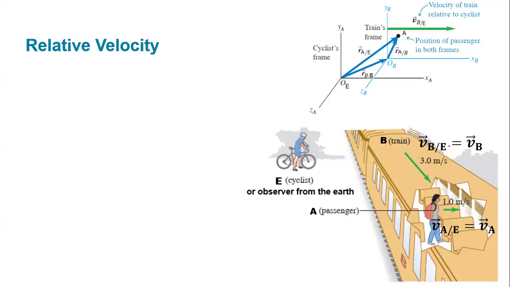For the observer from the Earth, the train is moving, and the velocity of the train with respect to him is just equal to VB, which is 3.0 meters per second. And inside the train is a passenger. So the velocity of that passenger with respect to the observer is just VA.